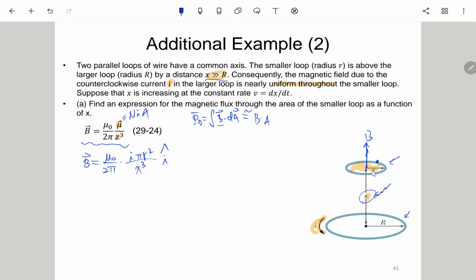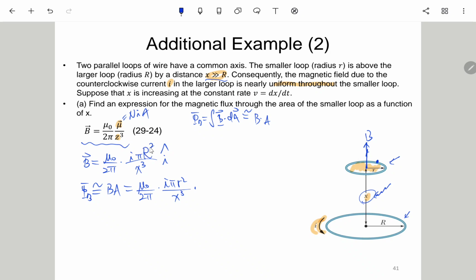At the nearby points, maybe a little bit pointing the other direction, but close to pointing upward. We already assume that the B field is uniform, which means we assume that all the directions are pointing upward, for simplicity. So here phi B will be B times A, which is mu 0 over 2 pi, times I pi r square over x cubed, and then times A again, A is this area, so we multiply. So this one should be r square.